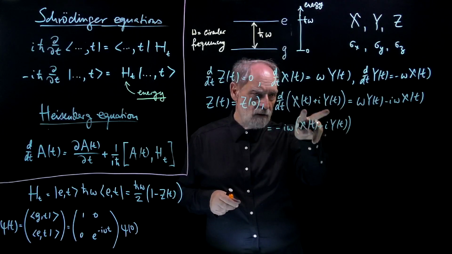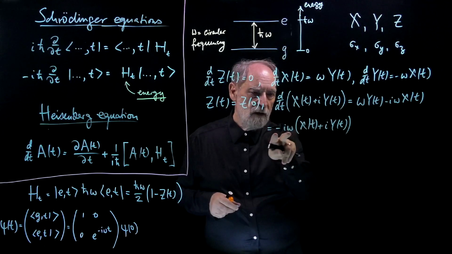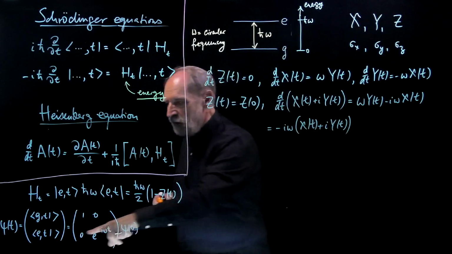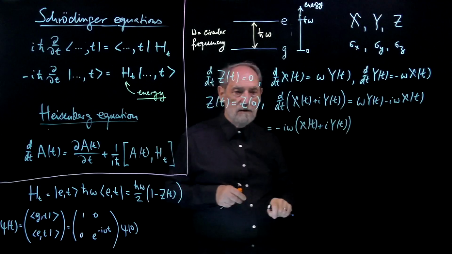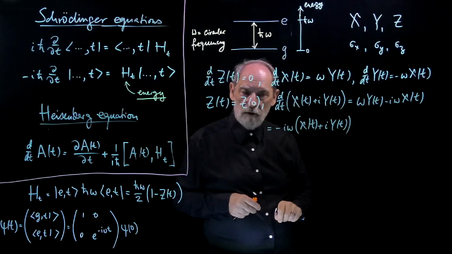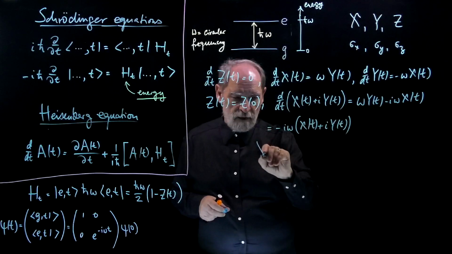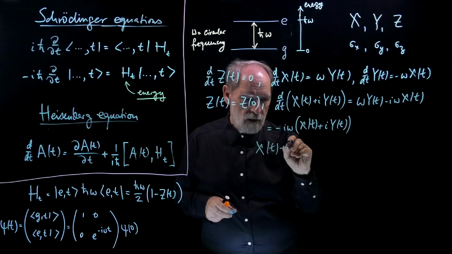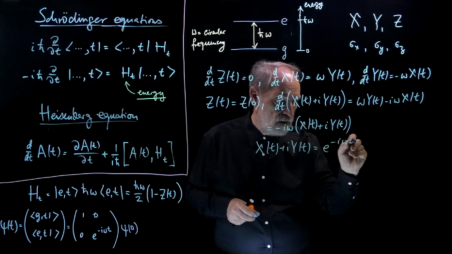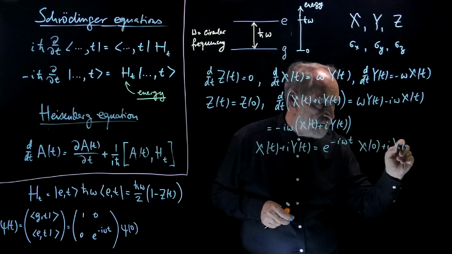So the time derivative of this combination is actually exactly the same equations of motion that we have seen before for the Schrödinger equation for the bra, or the second component of the wave function. So this is solved by x of t plus I y of t equals e to the minus I omega t times x of 0 plus I y of 0.